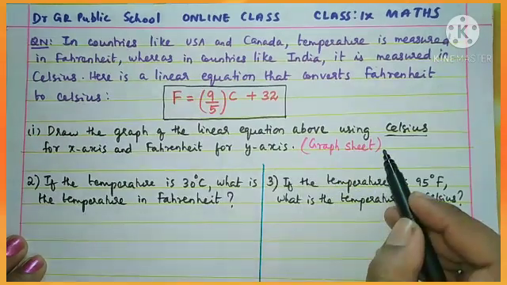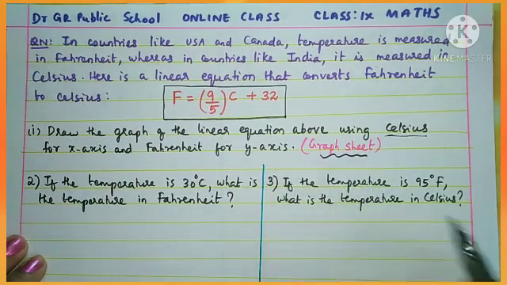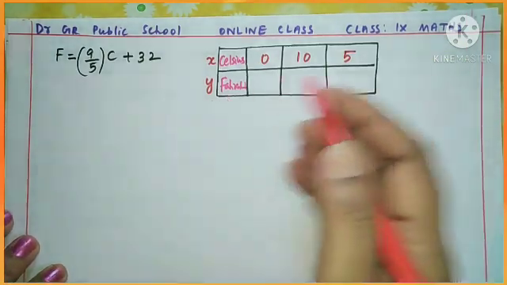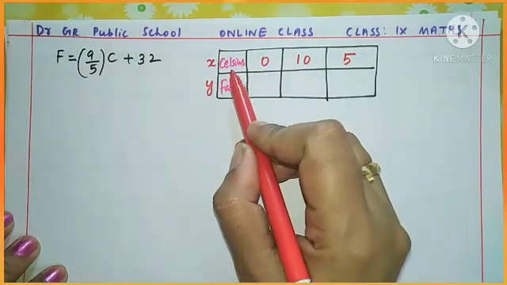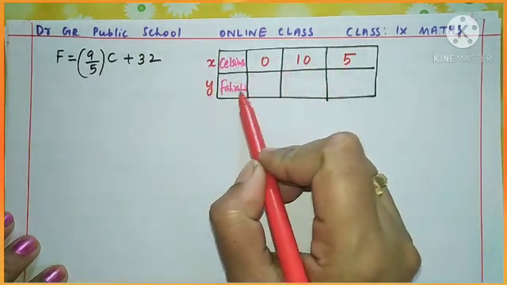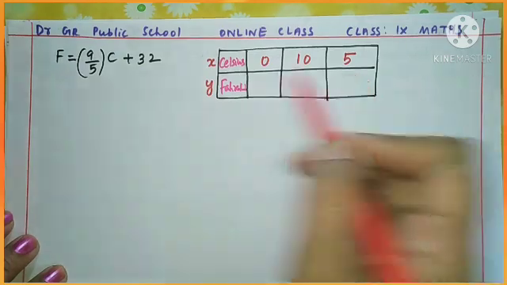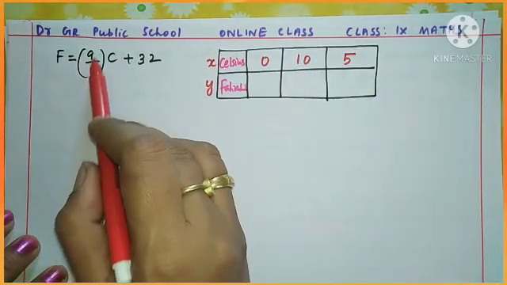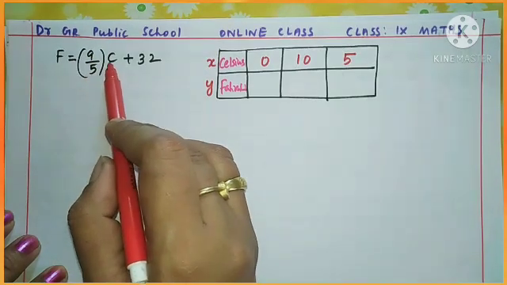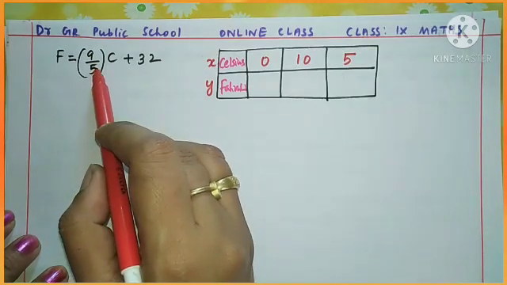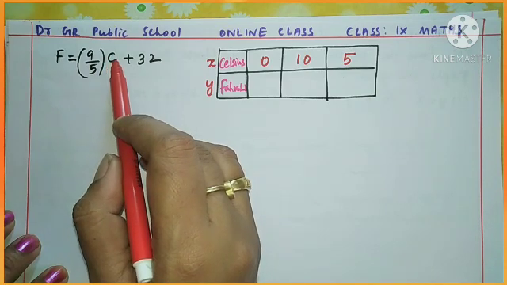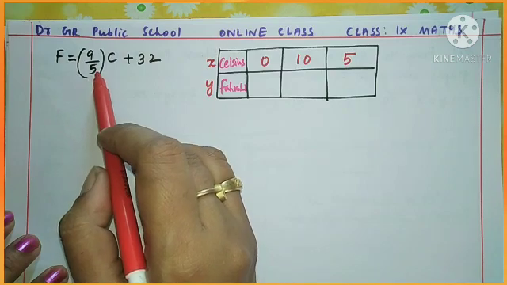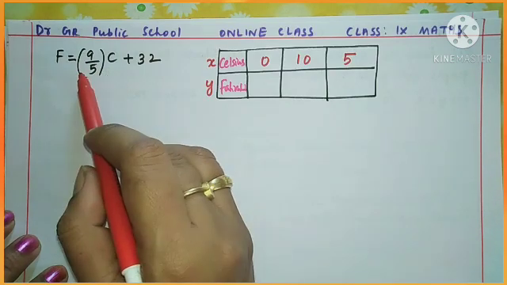Okay, so this you want to represent in graph sheet. We are going to find the x coordinate and y coordinate to draw the graph. You see here, Celsius is our x-axis and Fahrenheit scale is our y-axis. I have written the relation here. Now you see there is a fraction here, no? 9 by 5 of C. Of means multiplied. So it is better to select the values of C as per it is divisible by 5. Then it will be easy for you to simplify and find the value of F.